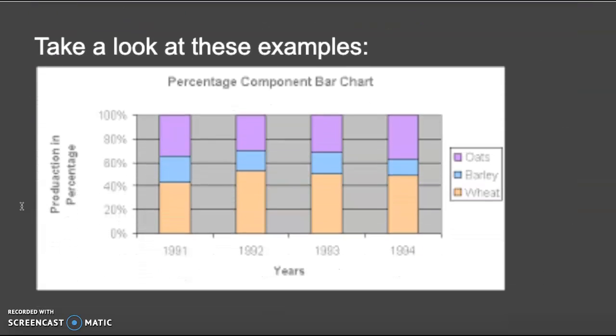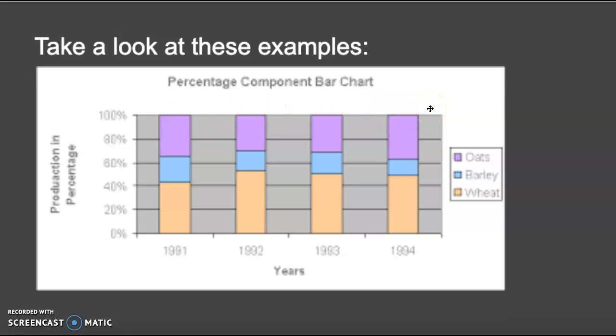All right, we're going to take a look at a couple examples. Like I said, Khan Academy and Prodigy really don't have these. They're kind of a new type of graph. We didn't learn them when I was growing up. And so I want you to notice some things. Across the bottom we have years. Across the side we have percents. And all the bars are the same exact height. They all go to a certain number.